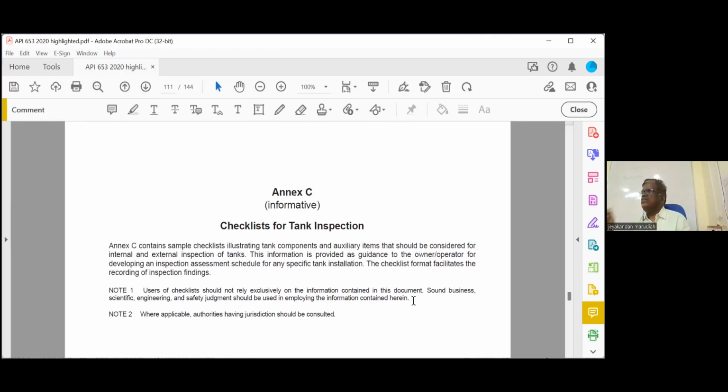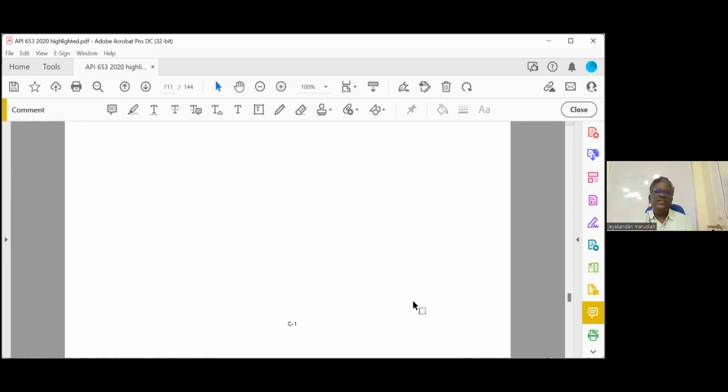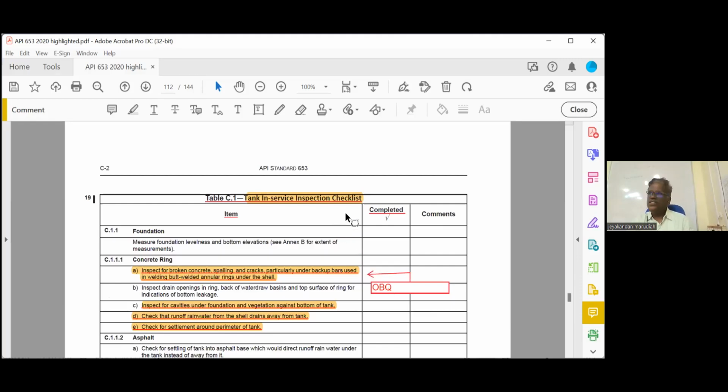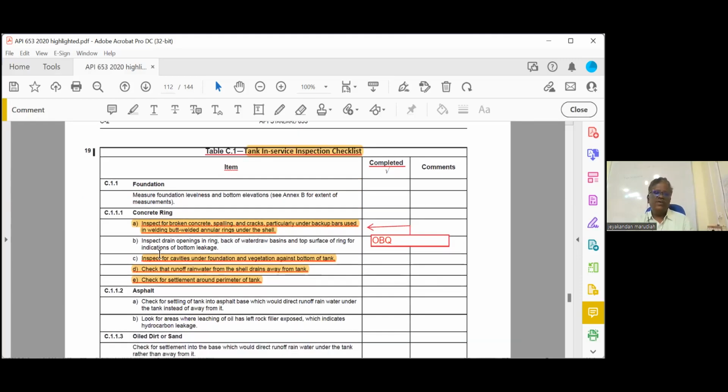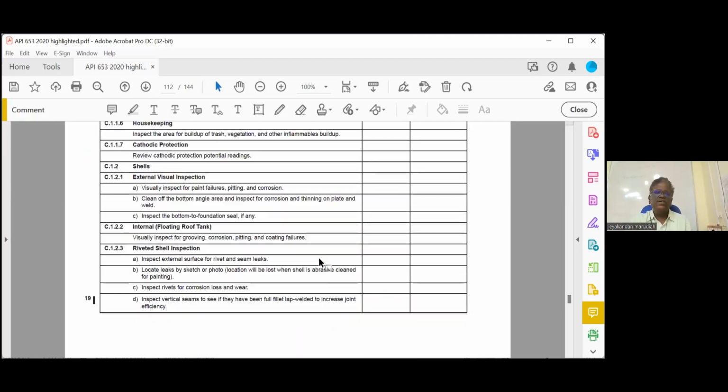Suppose they are asking which of the following is not required to be checked in the tank foundation. Then the answer is in the checklist. You can see checklist C1, the in-service checklist. So far, in various exams, concrete ring was asked in an open book question in one of the exams. It is all covered in your question bank based on the feedback.